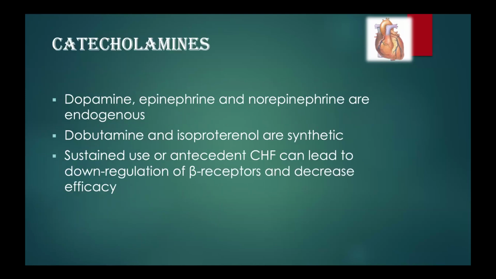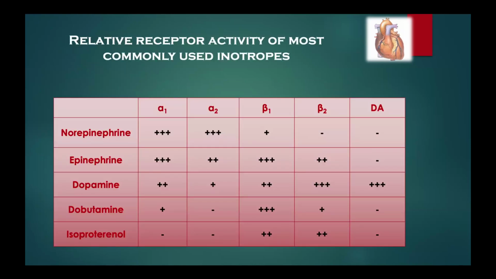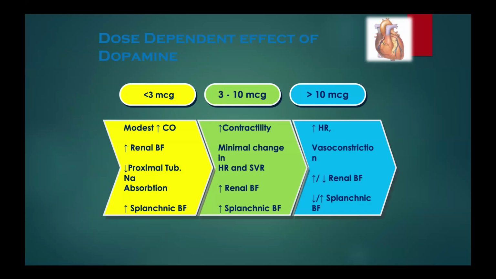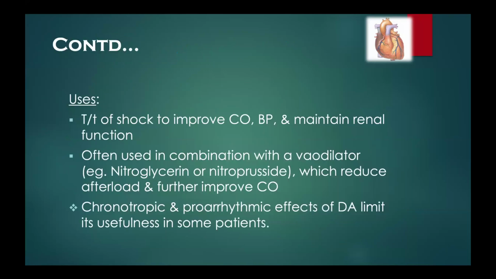Then we have catecholamines like dopamine, epinephrine, and norepinephrine. They are endogenous. Dobutamine and isoproterenol, as we have previously said, are synthetic. So these are the actions, the receptors at which these agents act. Dopamine, we know, in low dose increases the renal blood flow and reduces proximal tubular sodium absorption. In moderate dose, it increases the contractility, with minimal change in heart rate and SVR, but there is increased renal blood flow and increased splanchnic blood flow. And at more than 10 micrograms, it leads to alpha action by causing vasoconstriction, and its effect on the renal blood flow or splanchnic blood flow is reduced.